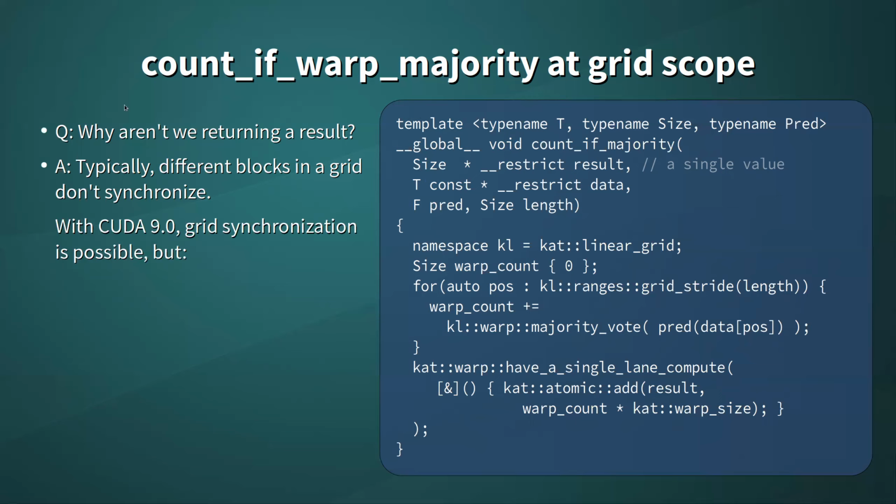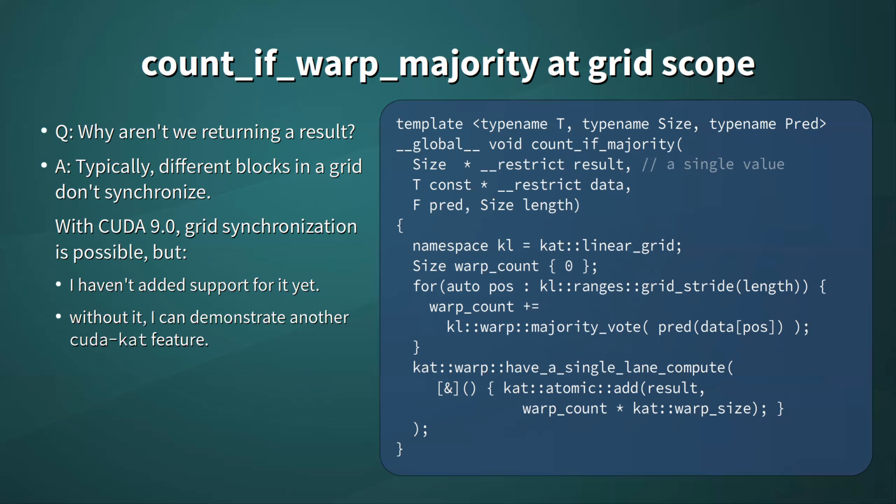That's not always true, because in recent versions of CUDA, it's also possible to do grid level synchronization, but CUDA KAT doesn't support this right now. And also it's not useful for my example. So that means that the output of this variant of the function will be in global memory. So I'm changing the signature. We still have the data, the predicate, and the length like before, but we also have the result. The result is a non-const pointer to a single value, and that's where I want the entire count if majority result to end up.